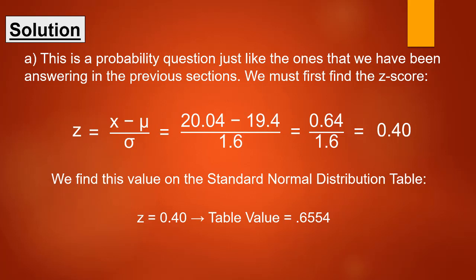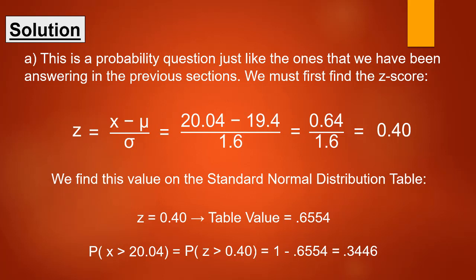Now, the table value, remember, is area to the left. This question asked, what's the probability that the baby has a length greater than 20.04? When we talk about greater than, that's area to the right. The table value is area to the left. So to compute the actual area, we have to do 1 minus. So the probability that x is greater than 20.04 is the same as the probability of z being greater than 0.40, which is 1 minus 0.6554, which is 0.3446. Okay. That's part A.